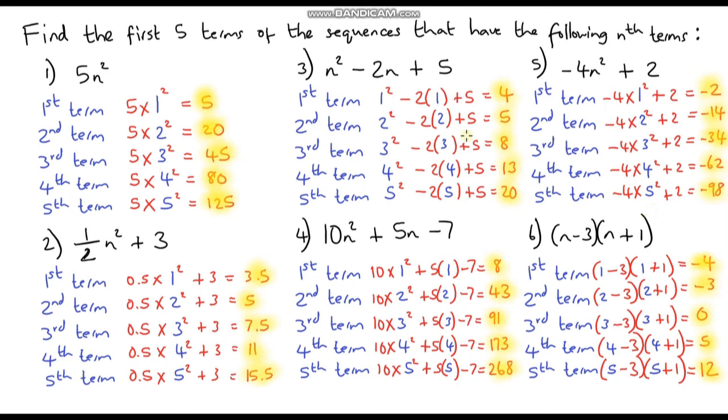So that's it for this video on working out the first 5 terms of a quadratic sequence. It's very similar to if we had an arithmetic sequence, but the only thing that you need to be careful of is that you apply BIDMAS correctly, so that when you've got this n squared, or when you've got a coefficient on the n squared, you know to do the indices before you do the multiplication.